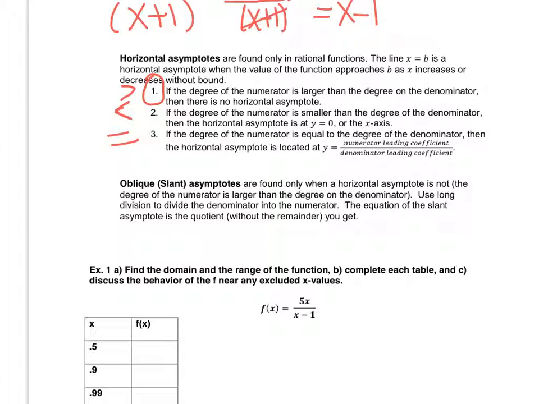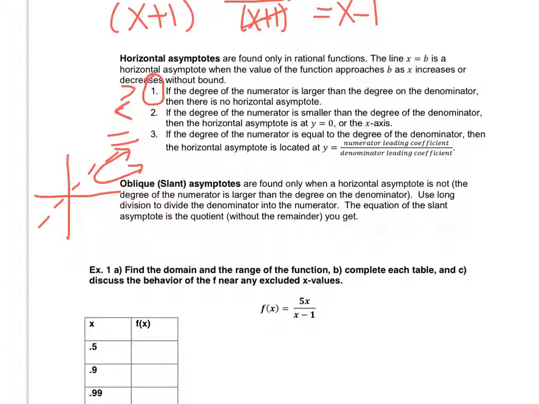So if that's the case and we have no horizontal asymptote, then you always have to check and make sure you don't have an oblique asymptote. Okay, and that would be a slanted asymptote. Let me show you an example. That would be like an asymptote that would go like this, and our graph would do something crazy like that. Okay, so that is an oblique asymptote, and it's only true for case number 1 on horizontal asymptotes.